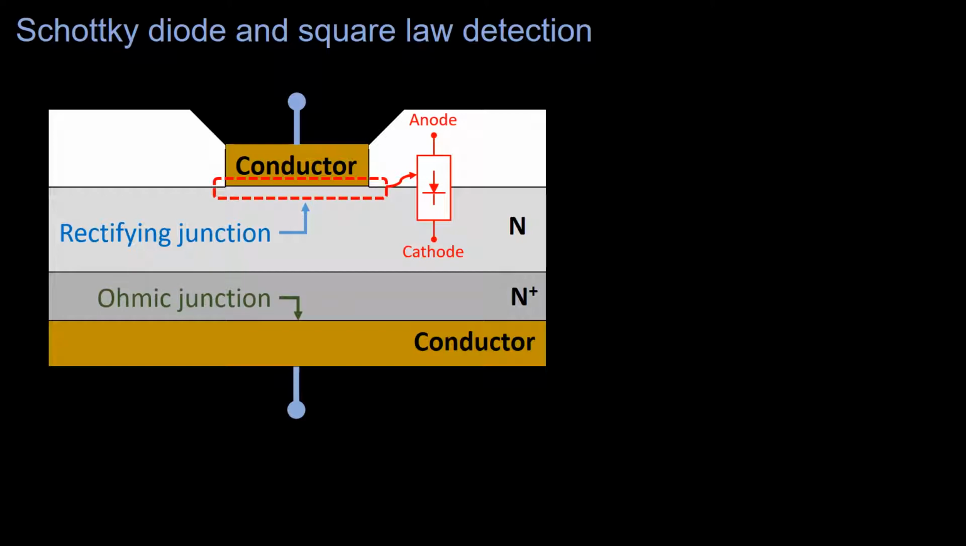But if the doping concentration is high enough, the space charge layer becomes very narrow and carriers can pass through it equally well, either from the conductor to the semiconductor or the opposite way. Therefore, in this case, we just have an ohmic contact.